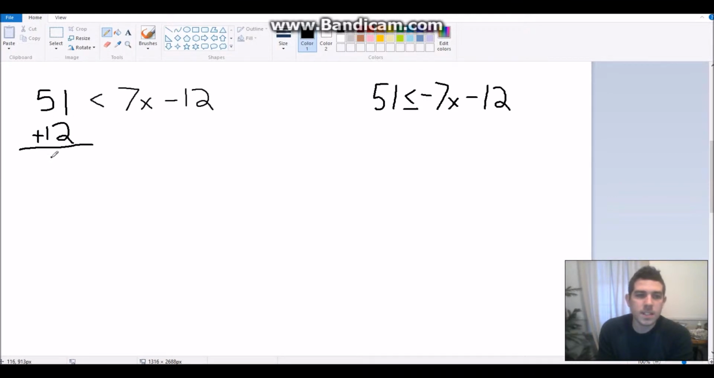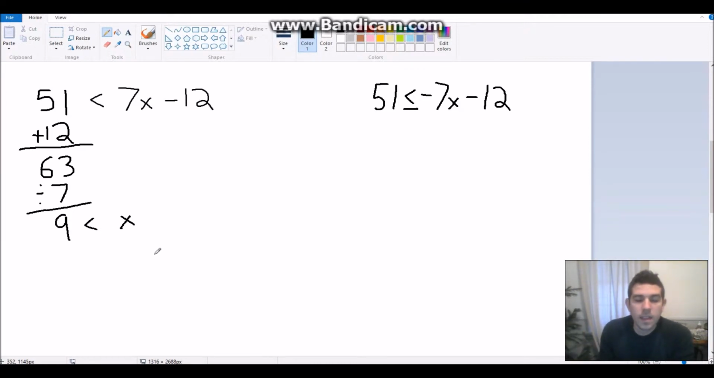51 plus 12 is 63. Then I'll do the opposite of the multiplication or division. The opposite of 7 multiplied by x is divide by 7. So let's divide by 7, and 63 divided by 7 is 9. So we can say that x is not equal to 9. We're going to use this inequality sign and say that 9 is less than x.